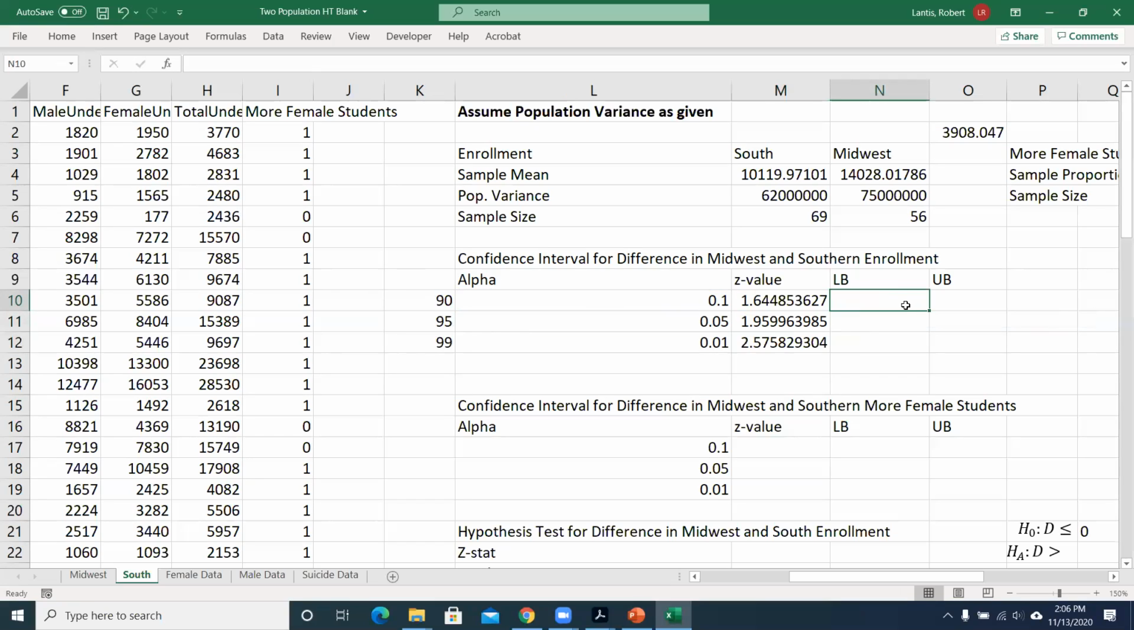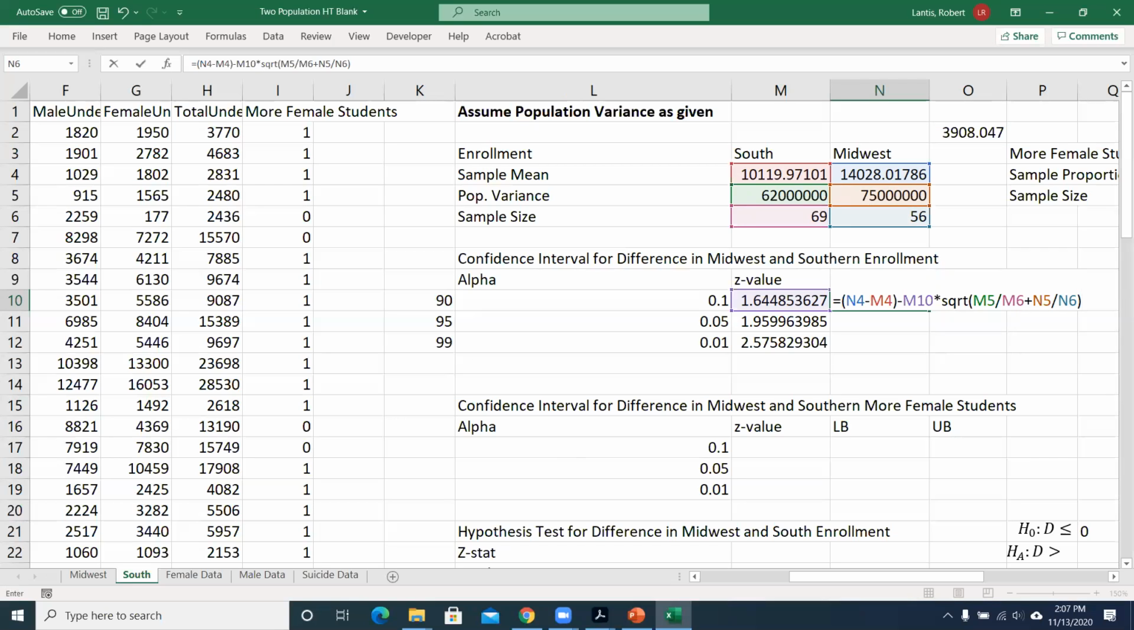So really at this point, it's just a matter of using Excel as a calculator, right? And getting this entered into Excel. So what I first look for is the difference between the Midwest and the South sample mean. I then subtract that z value, that was the number of standard deviations I wanted to go away, times the standard deviation for the difference in these sample means, which is the square root of each group's population variance divided by that group's sample size. So we'll add those together for each of those 2 groups. And now we've got our lower bound equation entered in there.